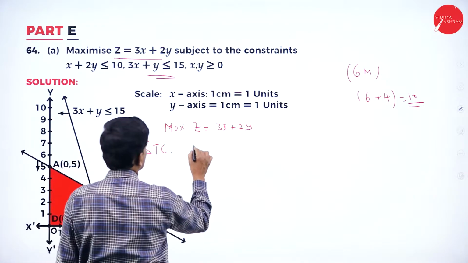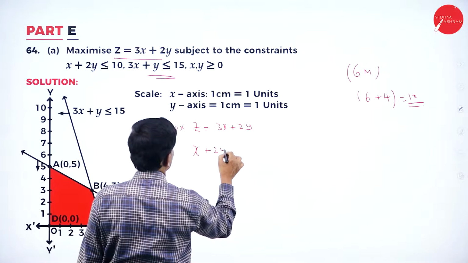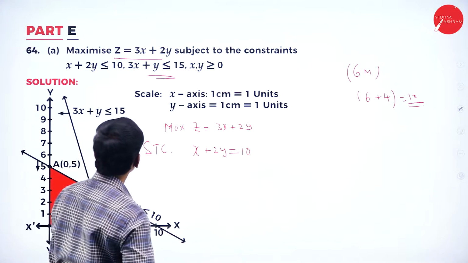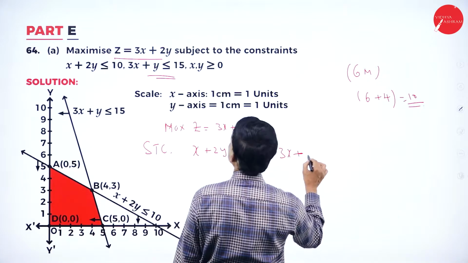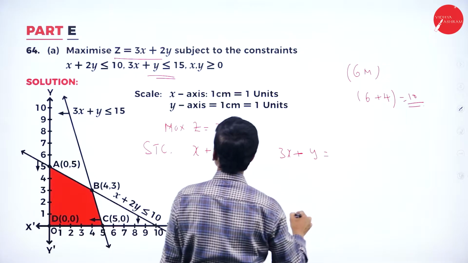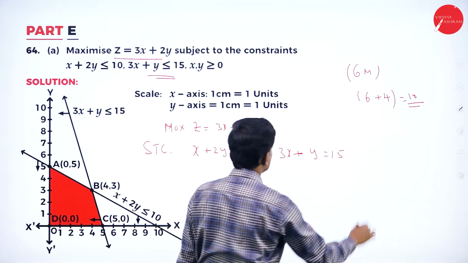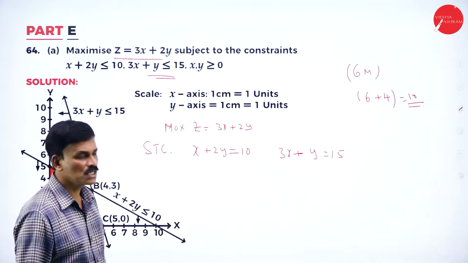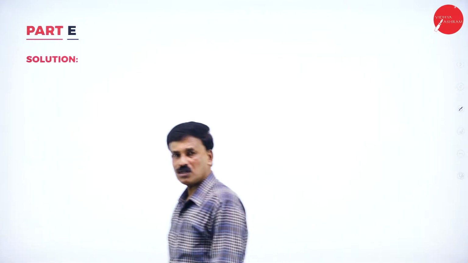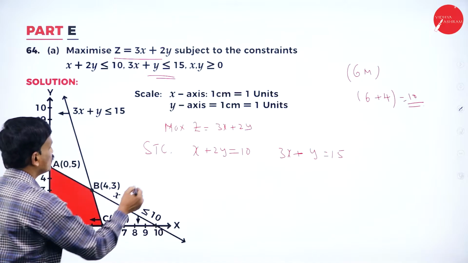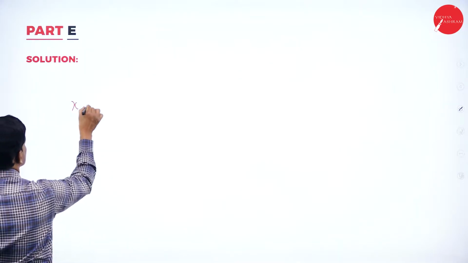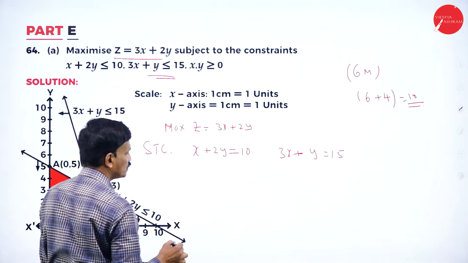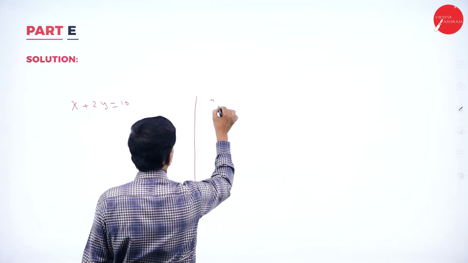Now how to convert? Just write x plus 2y is less than or equal to 10 can be written as x plus 2y is equal to 10. And similarly, the second equation 3x plus y is less than or equal to 15 can be written as 3x plus y is equal to 15. Just find out the points for this. Now let me solve this. I'll take the first equation, x plus 2y is equal to 10, and the other equation, 3x plus y is equal to 15.